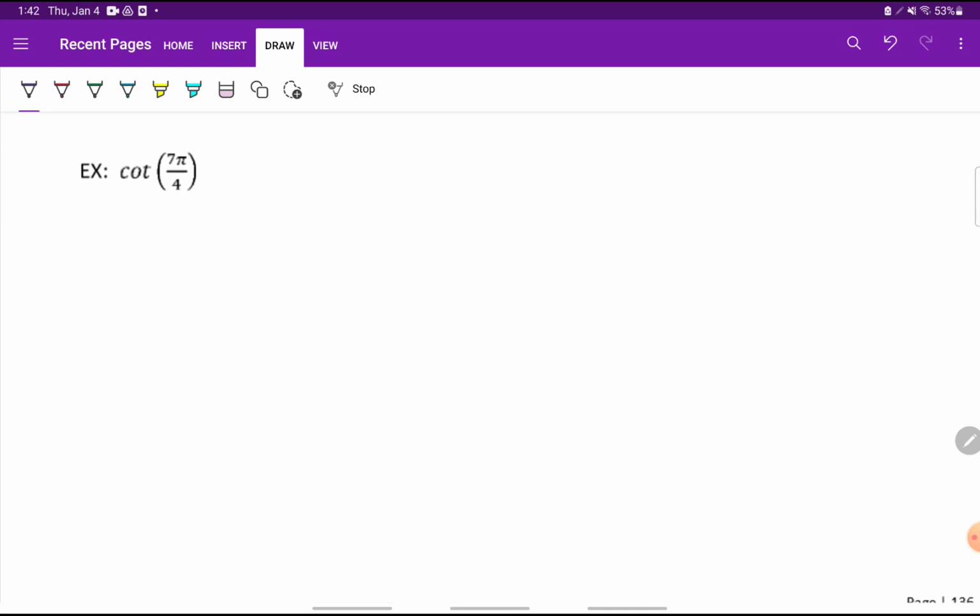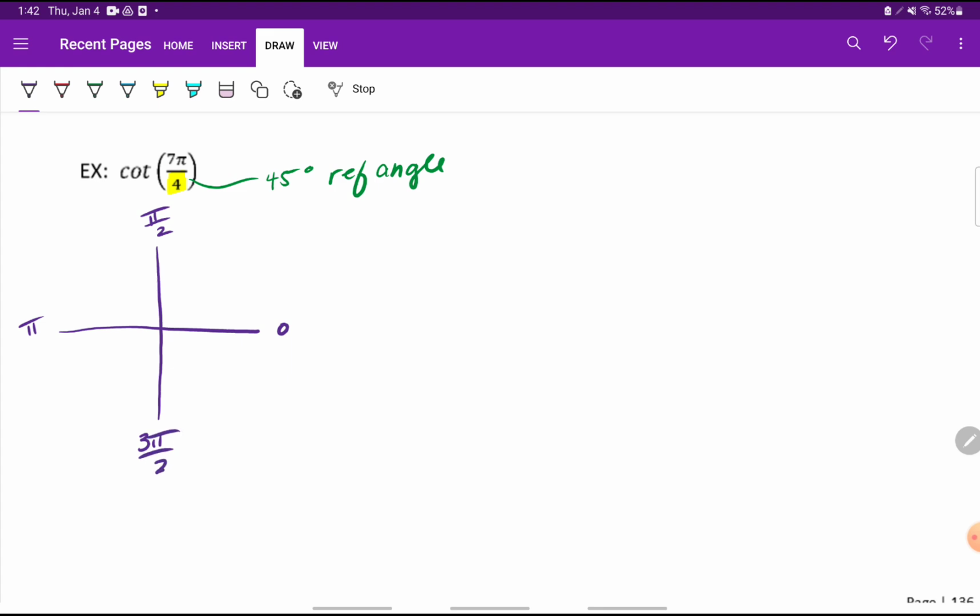Let's find cotangent of 7 pi over 4. I see that denominator of 4 in my radian, and right away that tells me I have a 45-degree reference angle. I just need to figure out which quadrant it's in. So I look at just the coefficients, 7 over 4. Now, 7 over 4 is more than 3 over 2, but less than 2. So I know that this angle is going to be in our fourth quadrant with a 45-degree reference angle.